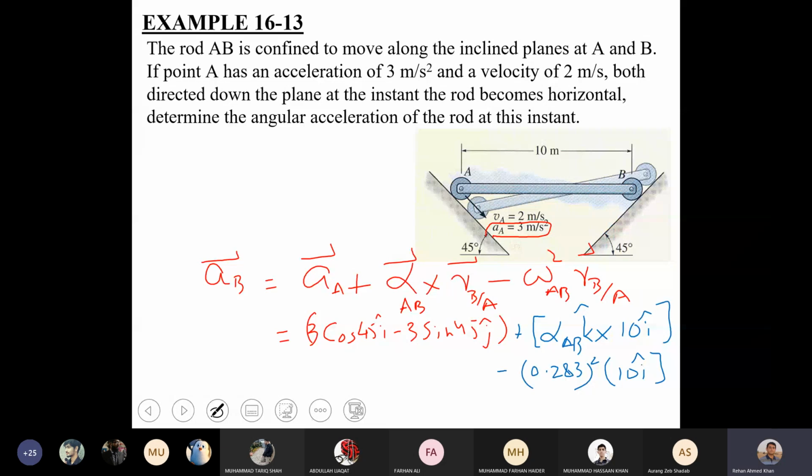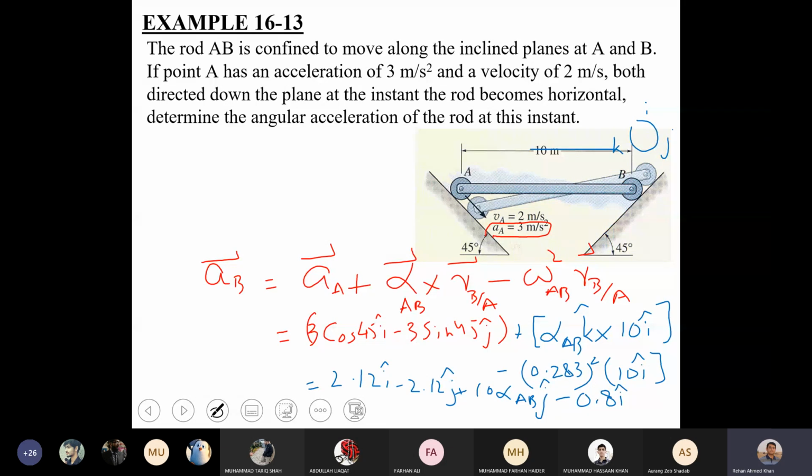Yes. So once you further solve it, this would become 3 cos 45 would become 2.12. So 2.12i minus 2.12j. Alpha cross r ke liye aap wahi smaller circle istemal kar sakte hain. It would be 10 alpha AB. What is k cross i? It is j. So aapne isko plus 10 alpha AB j ke taur pe likh liya. Isi tarah 0.283 ko square karke jab aap i ke saath multiply karenge, it would become minus 0.8i. So the right hand side of this equation would become like this.